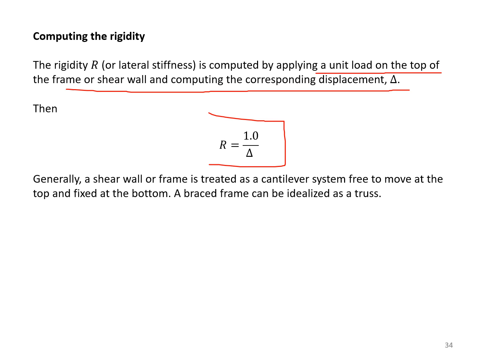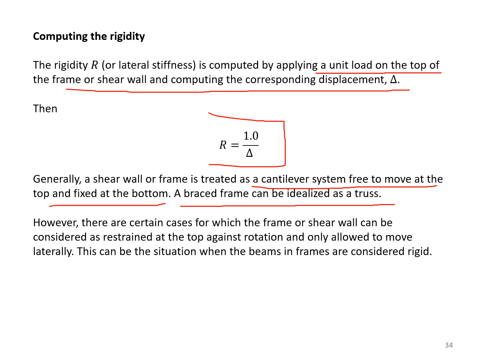Generally, a shear wall or frame is treated as a cantilever system, free to move at the top and fixed at the bottom. A brace frame can be idealized as a truss. Now, these are when we want to do hand calculations. However, there are certain cases for which the frame or shear wall can be considered as restrained at the top against rotation and only allowed to move laterally. This can be the situation when the beam or the beams in the frame are considered very rigid, or they are much higher in terms of stiffness compared to the columns.